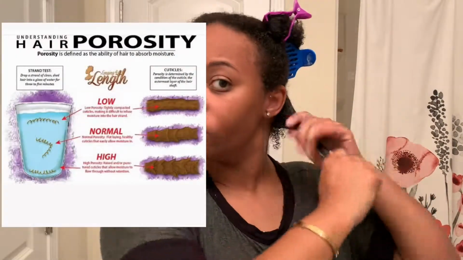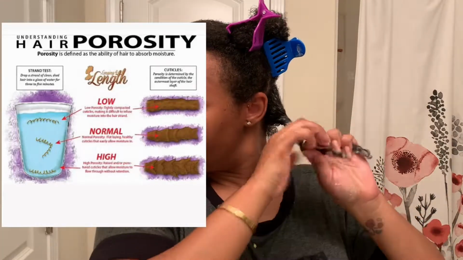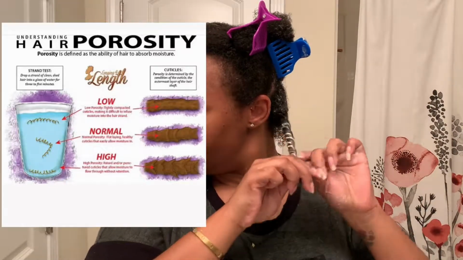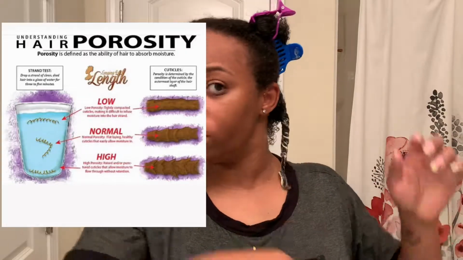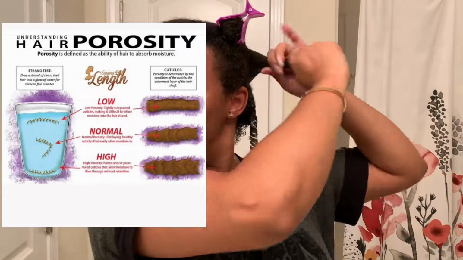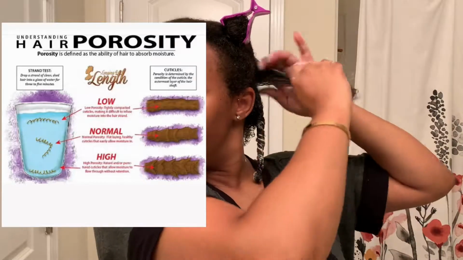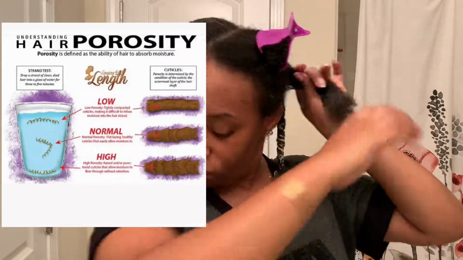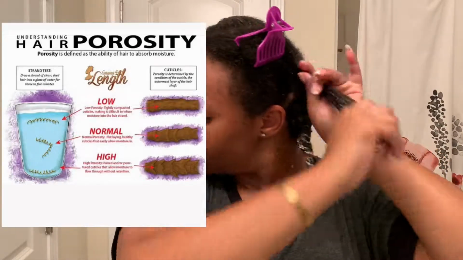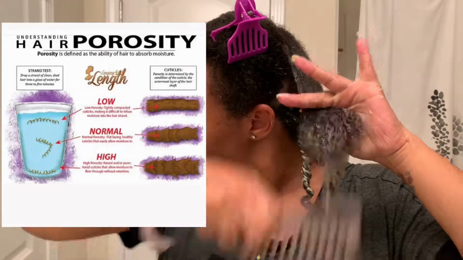All right, so the float test is simple. You get a glass of water, and then you get a piece of your hair, maybe from your brush from when you just did your hair, and you place your strand in that cup of water. If your strand floats to the top, you're low porosity because that means that none of the moisture is getting absorbed. If it sinks, then you have high porosity because that means that a lot of water is getting absorbed. If the hair is half and half, then you have medium to normal porosity.